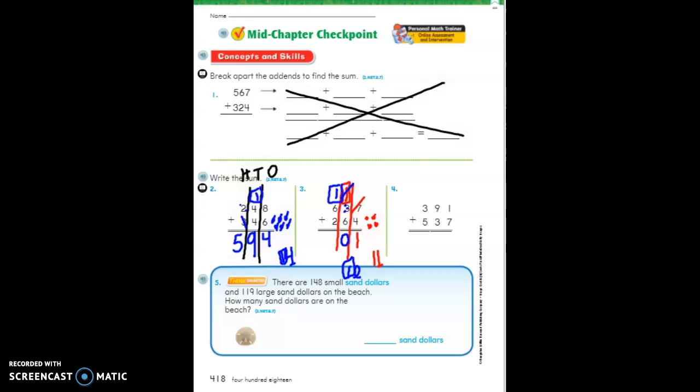So now I have 3 numbers to add up in the hundreds place. 6 plus 2 plus 1. So 6 plus 2 is 8, plus 1 is 9. 901.